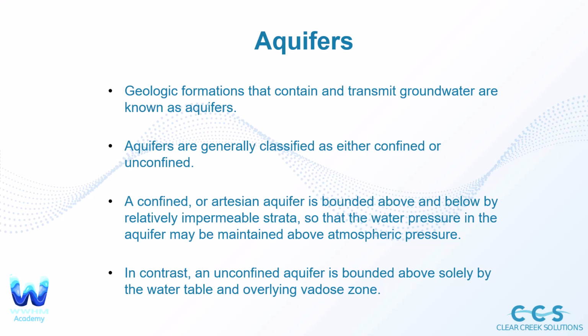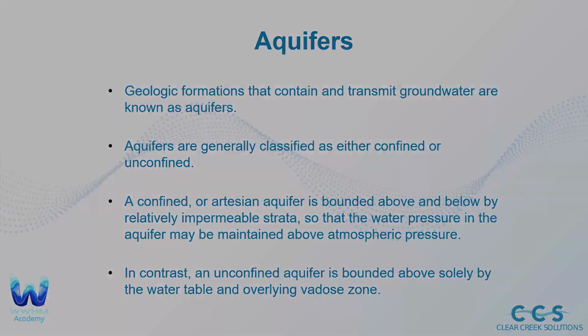Geologic formations that contain and transmit groundwater are known as aquifers, and aquifers are generally classified as either confined or unconfined. A confined or artesian aquifer is bounded above and below by relatively impermeable strata so that the water pressure in the aquifer may be maintained above atmospheric pressure. In contrast, an unconfined aquifer is bounded above solely by the water table and overlying vadose zone.